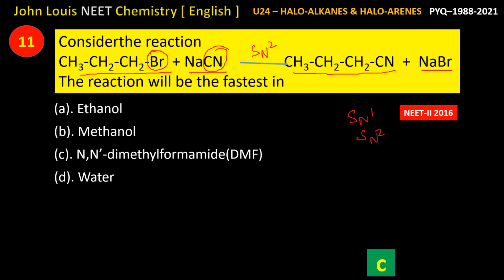So what type of halogen compound is it? This is a primary halogen compound. So what is a primary halogen compound? Here bromine is bonded to this carbon, which has two hydrogens, then it is primary.